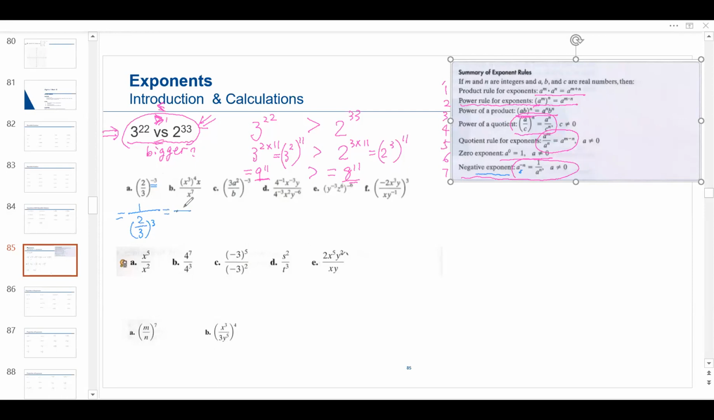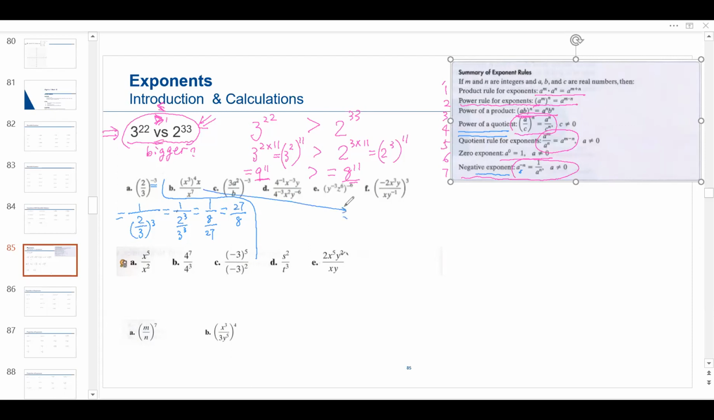Right now, what do we do? So we use the power of quotient rule, each of them power separately, right? So you can see this is 8, this is 27, right? So 1 divided by this fraction. So you got 27 over 8. Right? All right.